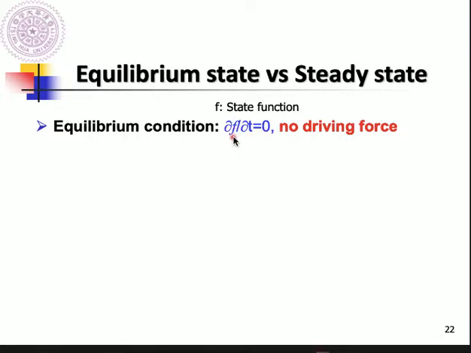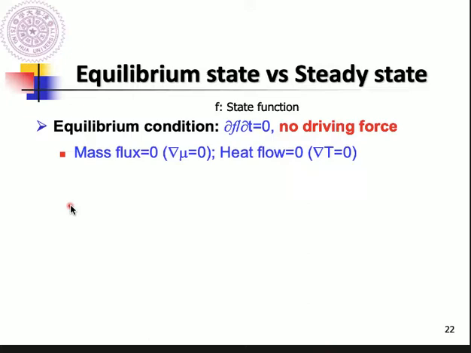State function, partial f partial t equals 0. This tells you that the state function does not change with time at the equilibrium condition. And also, there's no driving force applied on the system. Because there's no driving force, if you consider the mass transport, that means there's no chemical potential gradient in the system, so no mass flux.